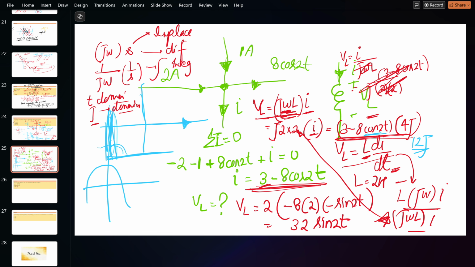So, differentiation is j omega. So if time and j come in the same expression, we cannot use that formula. VL is equal to L di dt. This I am doing with omega just for simplicity, but you cannot multiply the time domain terms. This I am doing because I wanted to show you that this could be represented in the j form.